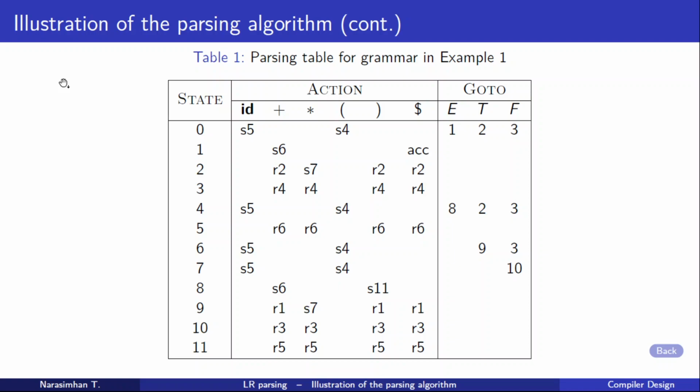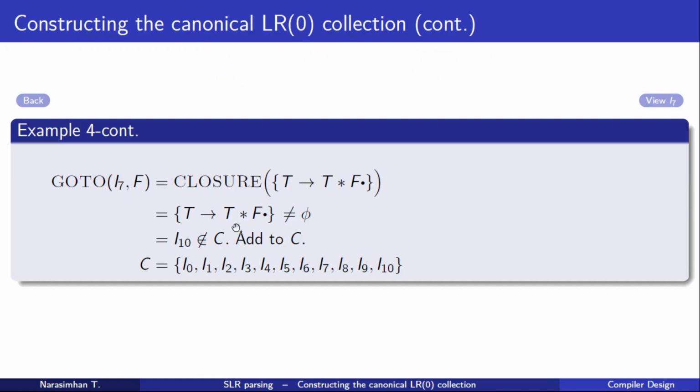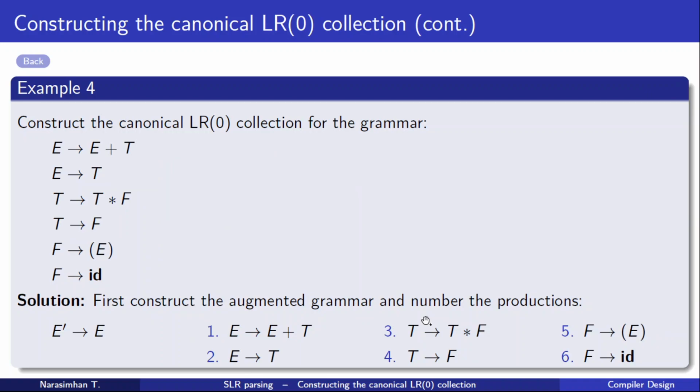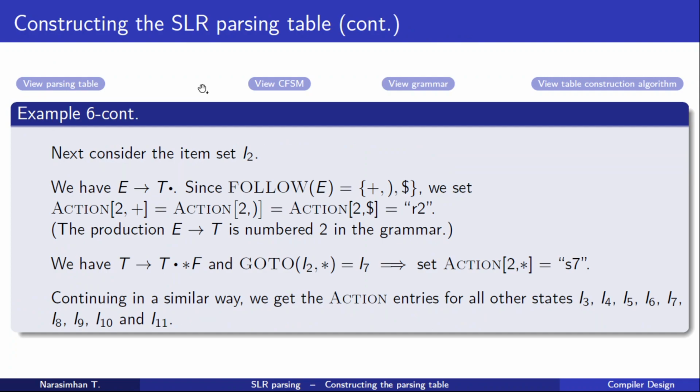Now let us go to I10. It is a reduce item. So you find the number for T gives T star F. It is given the number 3. So in the columns corresponding to the follow, write R3. So on plus, star, right parenthesis and dollar, you write R3.